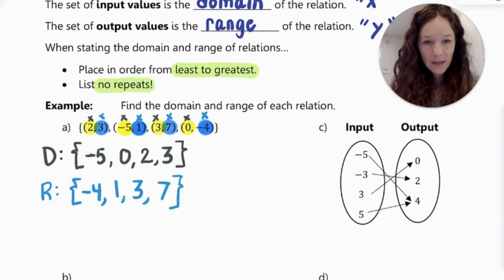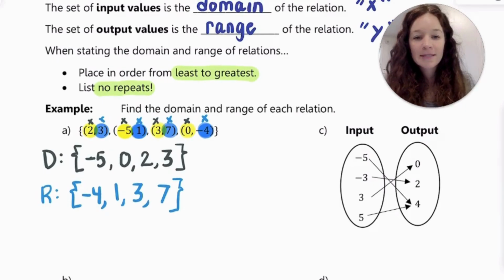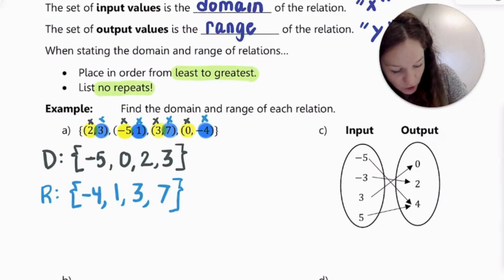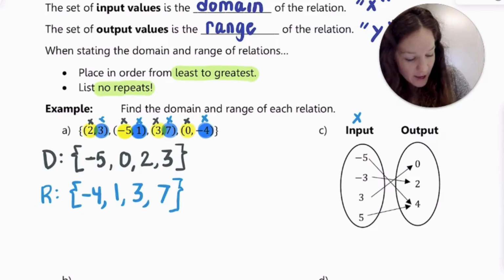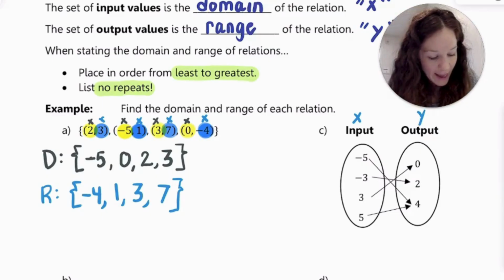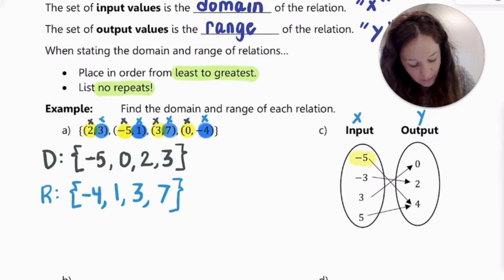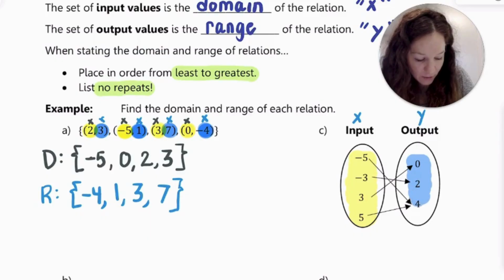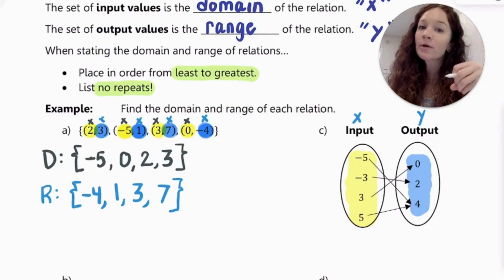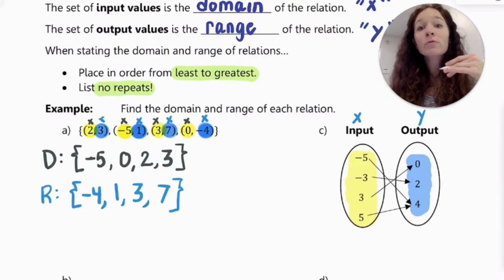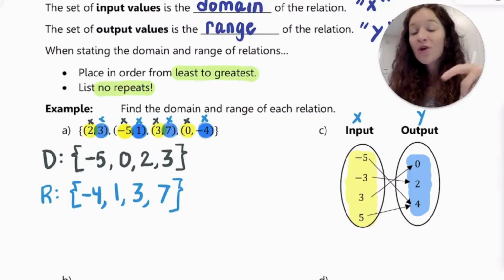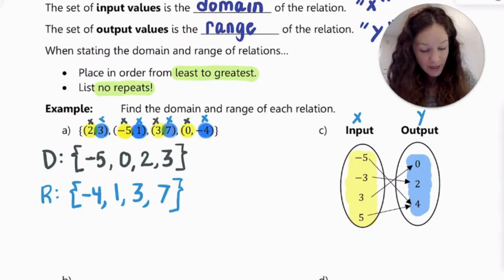Let's move to letter C. I'm going to zoom in a little bit. All right. Letter C has our domain, our input, which goes with our domain, that's our X, and our output, that's our Y. And here, when we have mapping diagrams, it's the easiest time to write your domain and range. And the reason is, remember, recall for a mapping diagram, our rules were to put the input in order from least to greatest, put the output in order from least to greatest, and list no repeats for both. So this is already in order from least to greatest for both, and already took out our repeats.